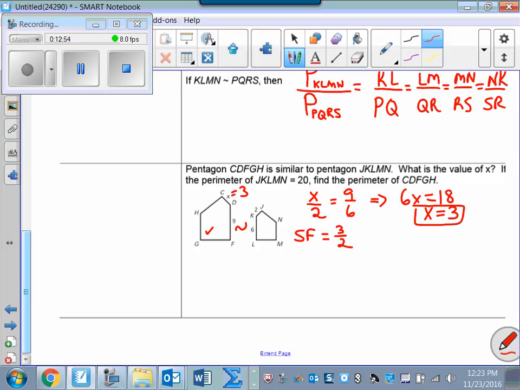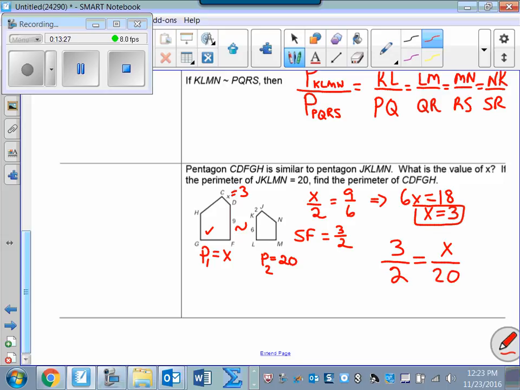And then let's see, what else do they ask us? If the perimeter of the little one, so this one here, is 20, what is the perimeter of the large one? We'll call this P1, we'll call this P2. All right, so we're going to use the theorem that we just learned above. So we're going to take our scale factor, 3 is to 2, and remember, P1 is x, so we got to put it on the top. P2 is 20.